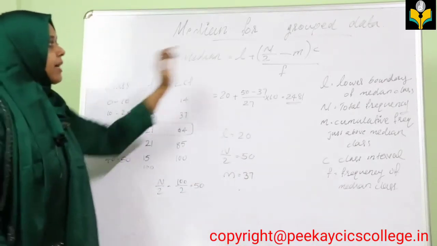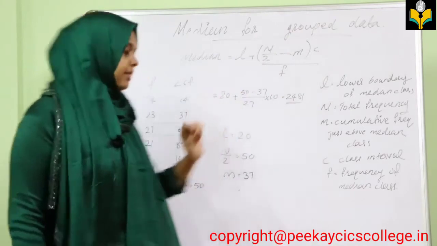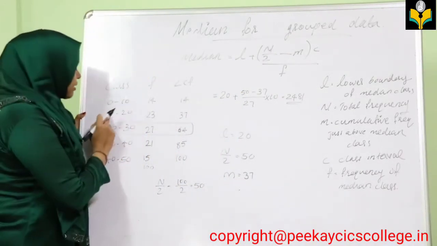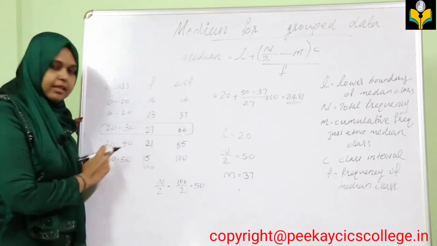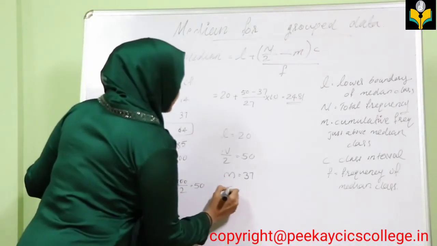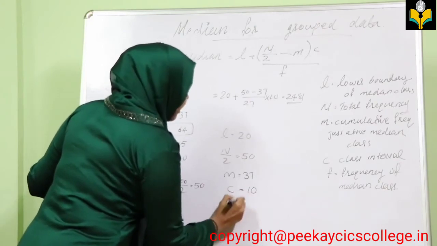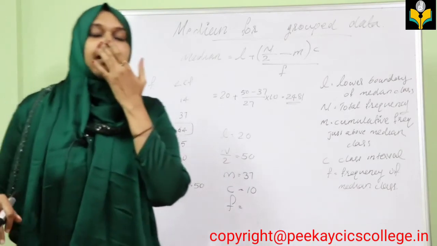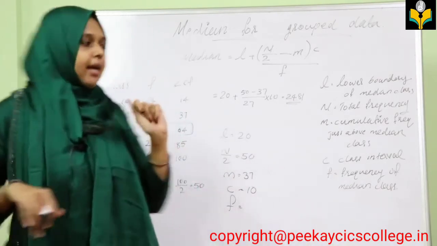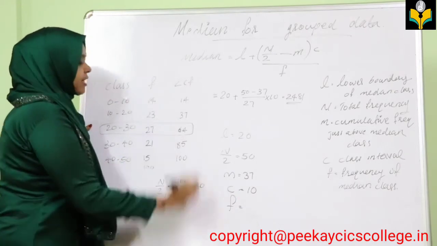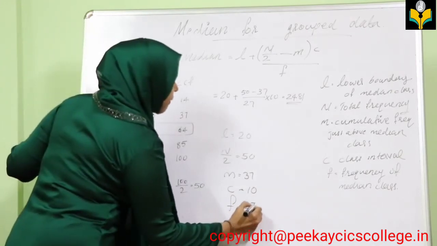Now, what is C? C is the class interval. What is the class interval? 0 to 10, 10 to 20, 20 to 30, 30 to 40, so 10 is our class interval. So C is equal to 10. And F is our frequency, the frequency of the median class. The frequency of the median class is 27.